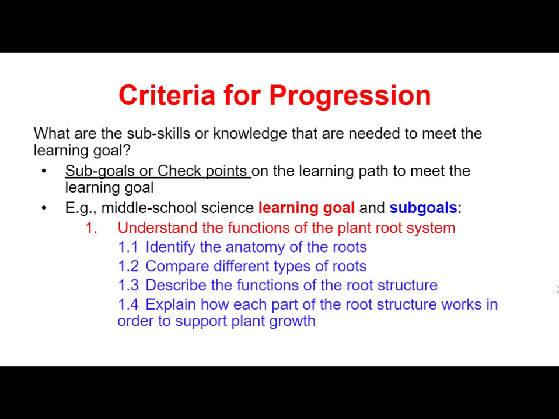So for example, if you were looking at the learning goals and sub-goals for understanding the functions of the plant root system, understand is that abstract goal. You want students to maybe start by identifying the anatomy of the roots and then comparing different types of roots once you've learned the anatomy of them, and then describing the different functions of the root structure, and then being able to explain how each part of the root structure works in order to support plant growth. So there's definitely a linear progression that students would engage in to be able to understand the entire concept.